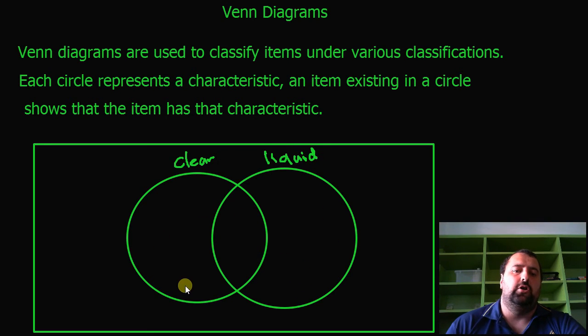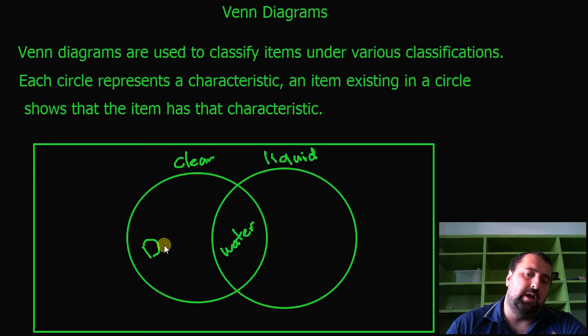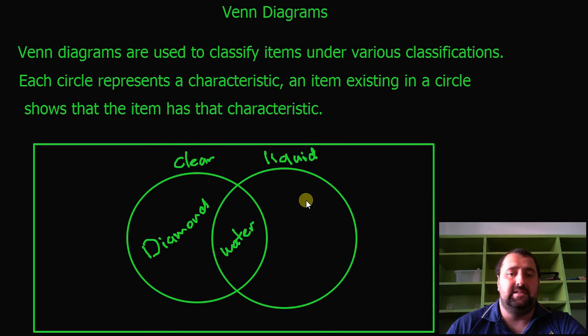Okay, so for example, something that is both clear and a liquid, I would write in here. So in here would go something like water. In this area, the area that isn't part of liquid but is part of clear, would be things that are clear but aren't a liquid. So for example, a diamond, it's clear but it's a solid. In this area here, I would put liquids that don't appear to be clear. So something like cordial could go in there, because cordial isn't clear, it's coloured.